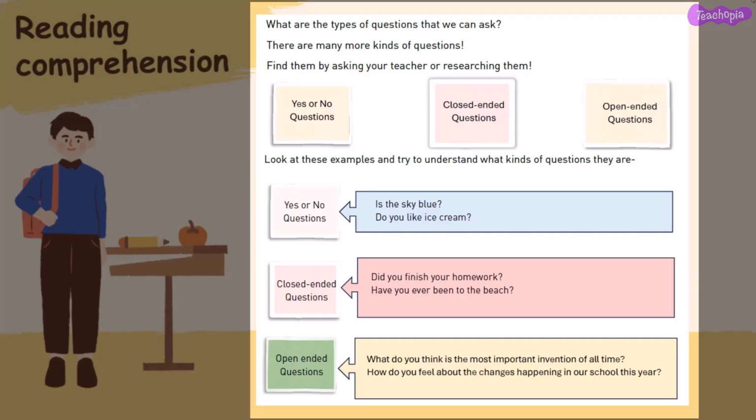Close-ended questions, on the other hand, are questions that are specific in nature. There is only one right or wrong answer to it. But open-ended questions do not have right or wrong answers. They are broad in nature. For example, close-ended questions might sound like, did you finish your homework? But open-ended questions might sound like, what do you think is the most important invention of all time? Do you see the difference now? Help the learner see it too during your facilitation.